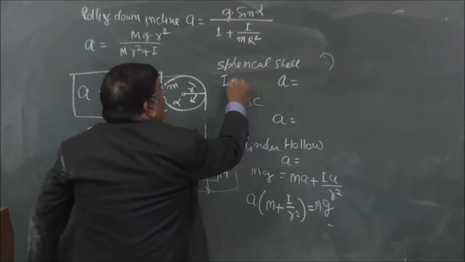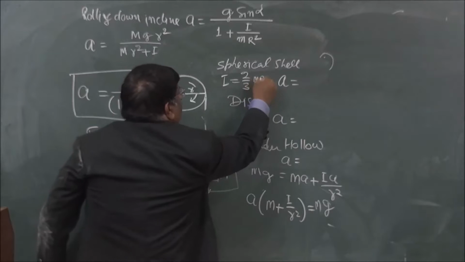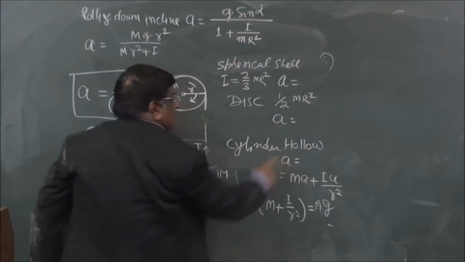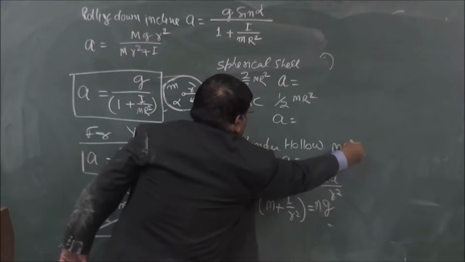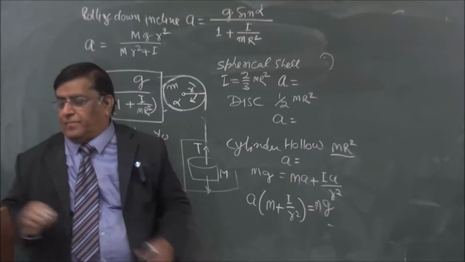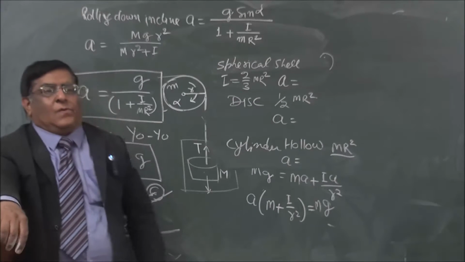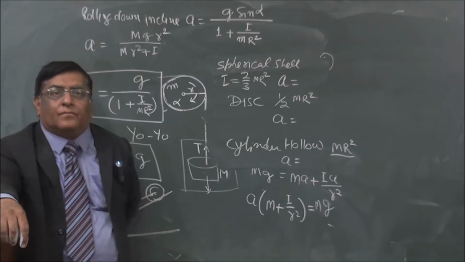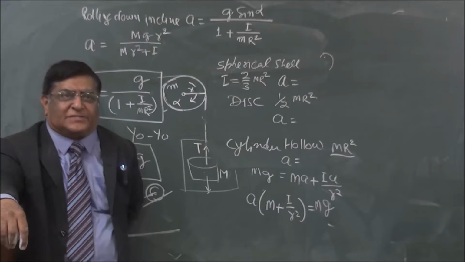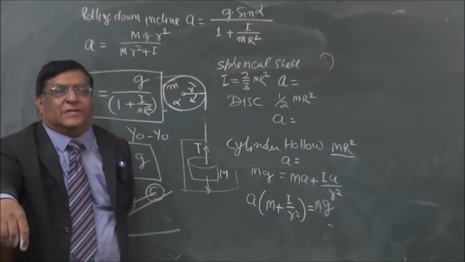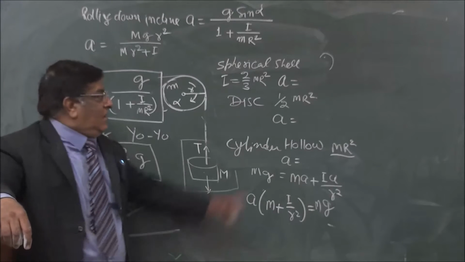What is I for a spherical shell? For a disc? Hollow cylinder. Same as ring, because a hollow cylinder is a combination of so many rings. Cylinder is the one which will reach first. Moment of inertia for a hollow cylinder is mr squared.